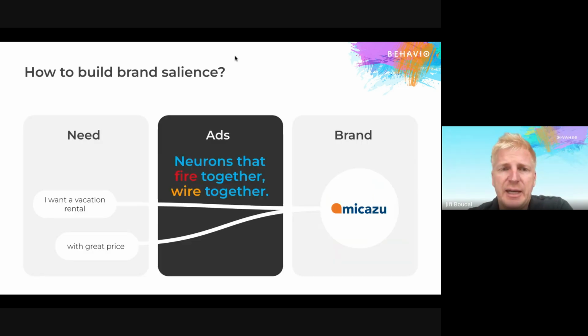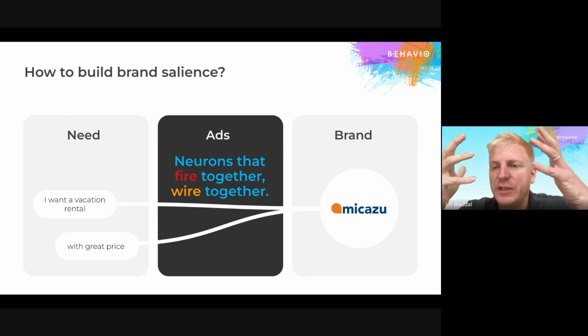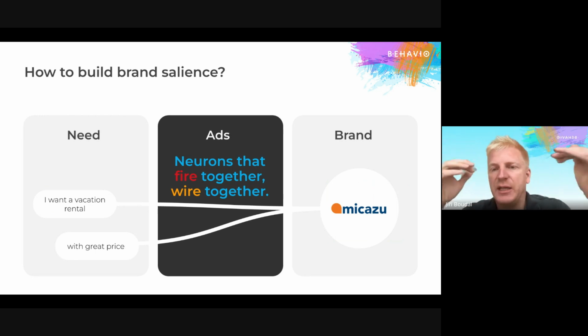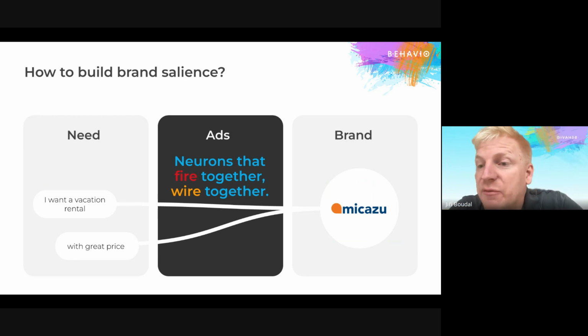Then the second part is ads, where the task is to effectively use your budget to connect the need with the brand. The basic principle here is how we learn words and language, and that's neurons that fire together, wire together.